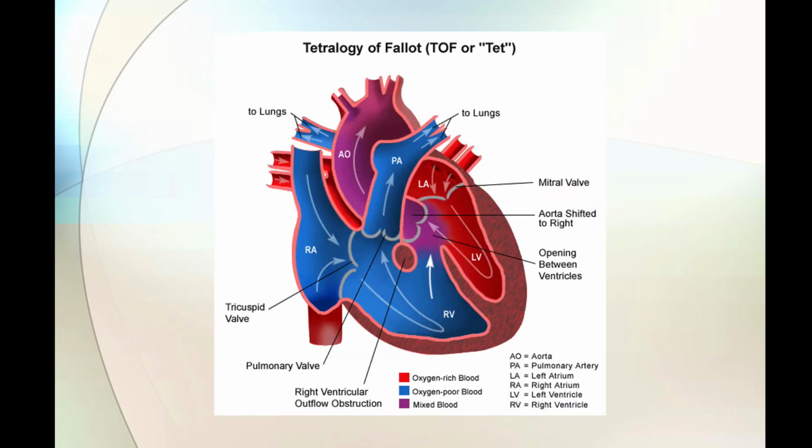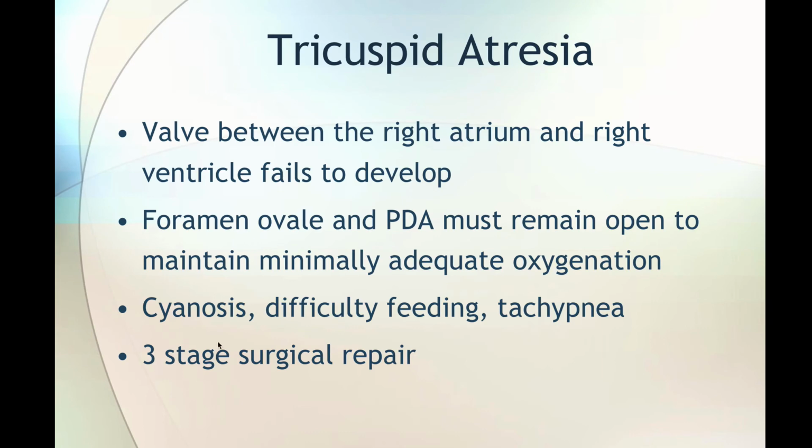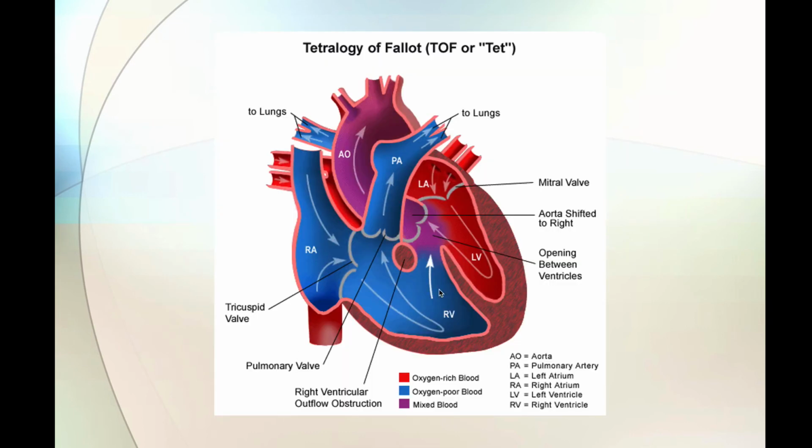I'm going to go to the picture. So when you look at this picture, you can see some of the issues. Here there's mixing because there's an opening right in front of the aorta that's not in the correct place. So it's sending deoxygenated blood to the body. And here we have, I'm so sorry, we have blood going here and we have blood going here. So it's really problematic.